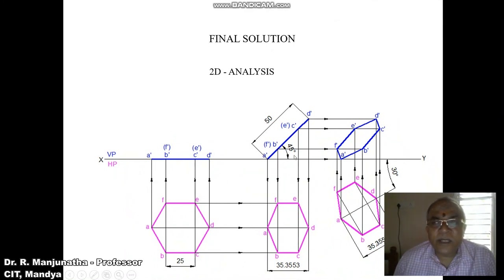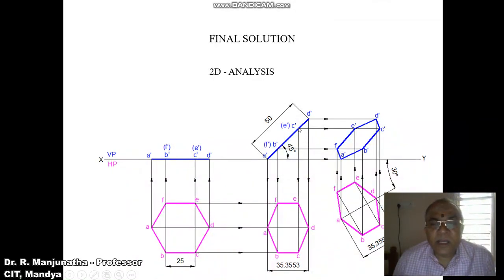Now, as we need to draw the top view, draw a vertical projector from A dash to the top view and a horizontal projector from A, and they will intersect at this point, and you mark this point as A. Draw a vertical projector from D dash also, so that it cuts here, and you mark this point as D. Similarly, draw a vertical projector from B dash and F dash, and a horizontal projector from B and F. Both these two points will intersect at this point. You mark this point as B and this point as F.